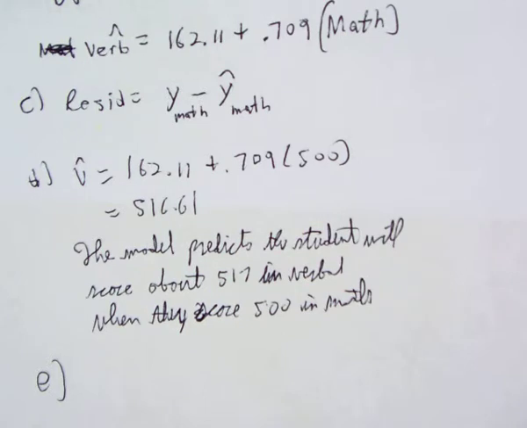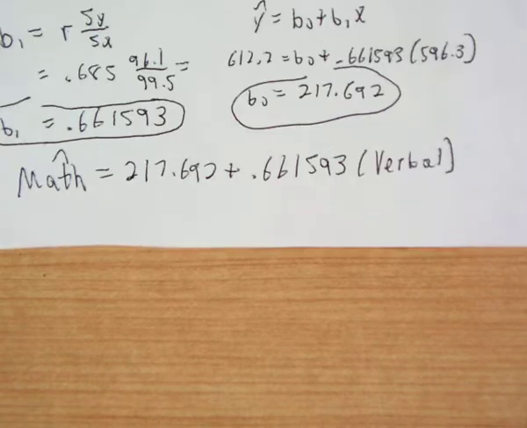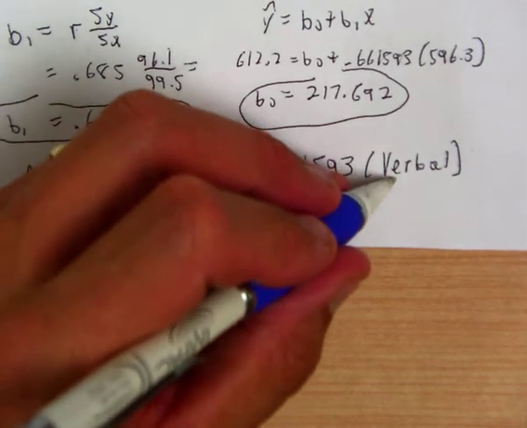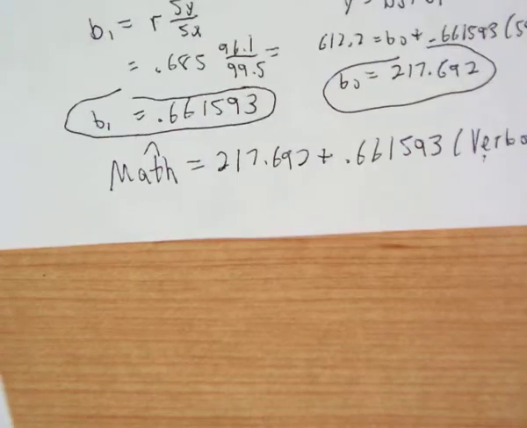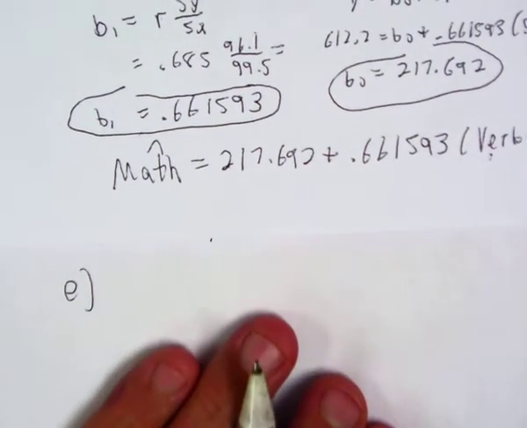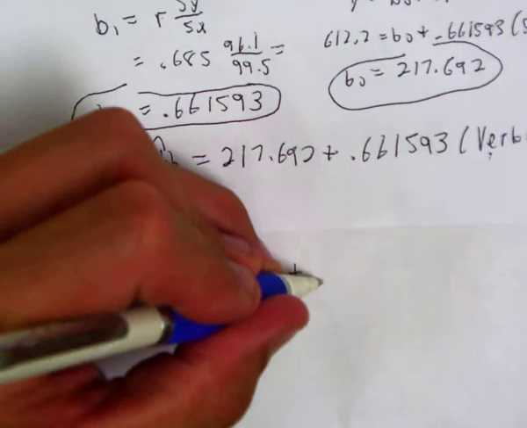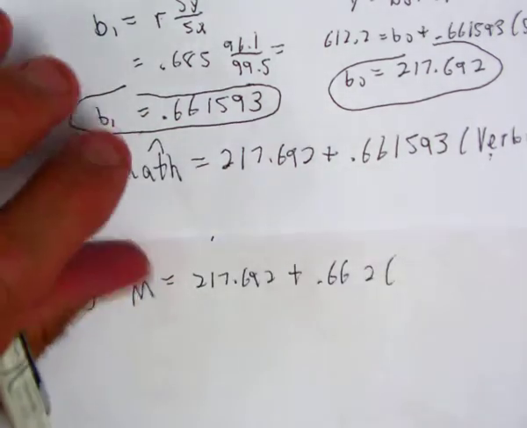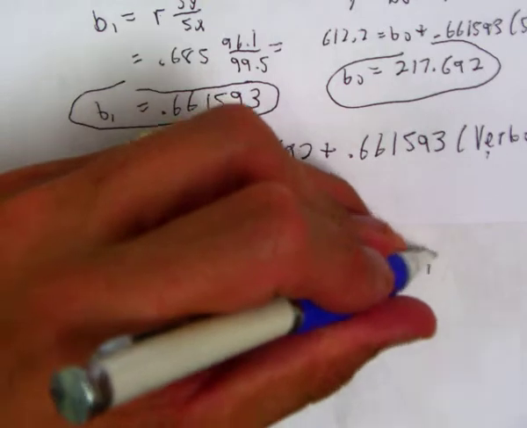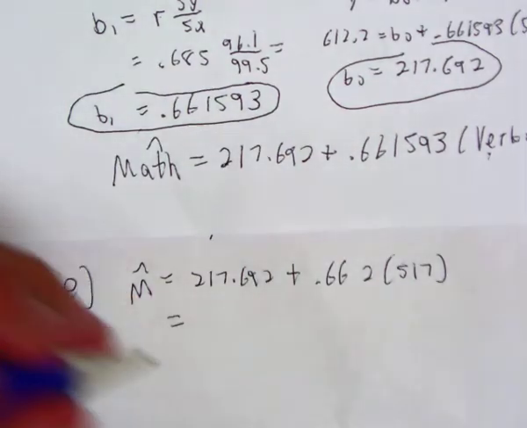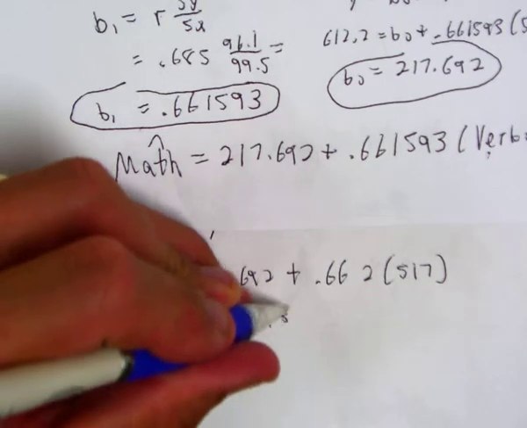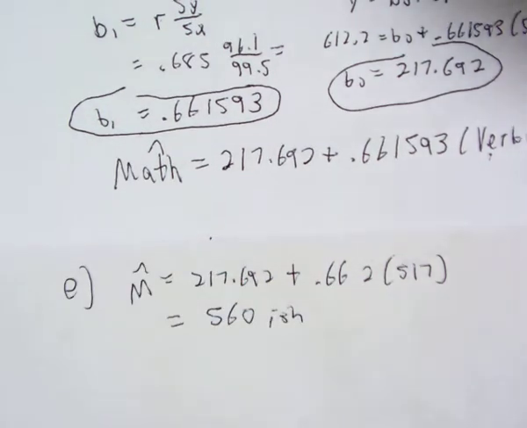Question E, using that predicted verbal score in the equation, you create a predicted math score. Okay. So if we put in this equation that we did in the last problem right here, and we're going to just put in the 516 or the 517 into that. So what we wind up with is predicted math equals 217.692 plus 0.662 times 517. And you get about 560-ish. So the model predicts that they'll get around 560.